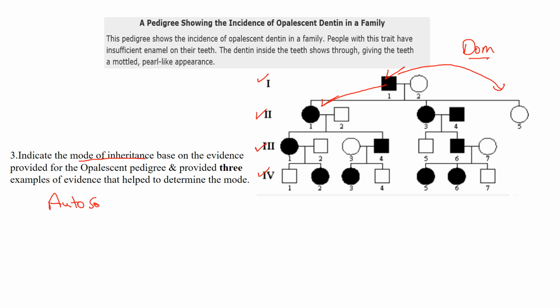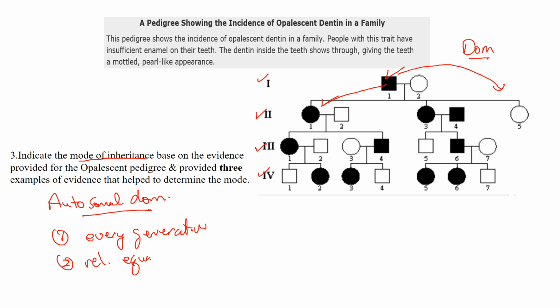So autosomal dom. Okay, and the pieces of evidence, again, 1 for dom, we said every generation is affected, which tells us it's dom. Because it's relatively, not always 100%, but it's relatively equal boys and girls, that tells me it's autosomal. And this is just some of the evidence that you use. And here's another one that we can show that it's dom.